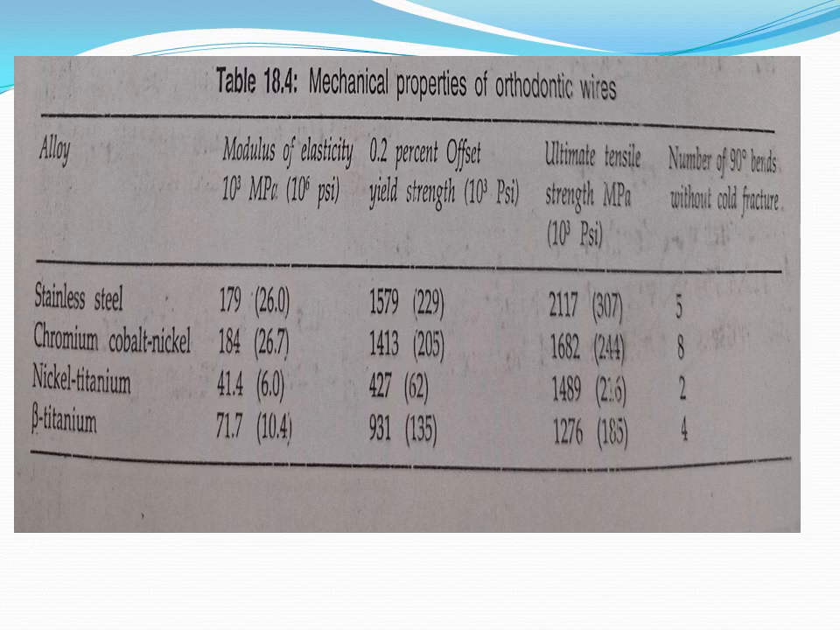Number of 90 degree bends without fracture. This is highest in cobalt chromium nickel. This means that 8 bends can be given before fracture, and it is least in nickel titanium, because obviously the strength is also low, and it will fracture earlier than the rest of the alloys.